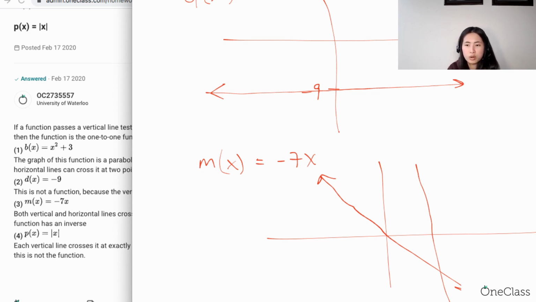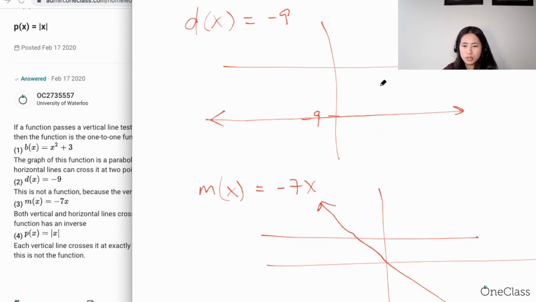Now if you draw the horizontal line right over here, it's the same way as the vertical line test. It only passes that specific point once, and it's a unique point. It's never going to be the exact same point that you're passing, unlike when we were looking at d of x, which is equal to negative 9.